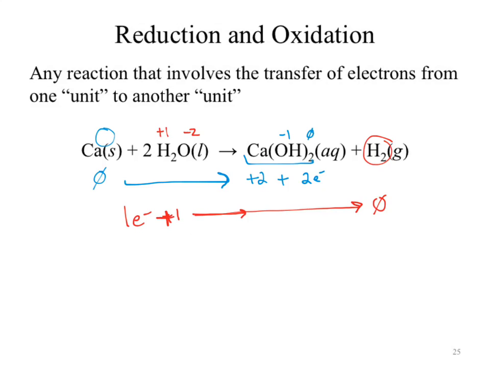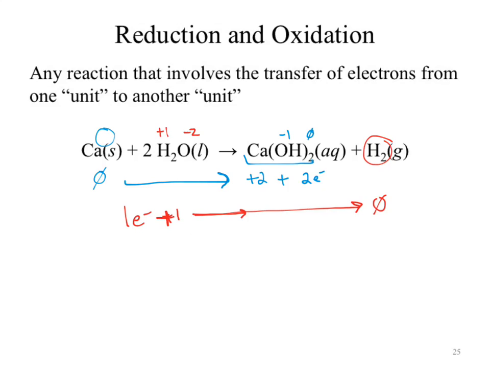So what we're looking at in the single replacement reaction is an exchange of electrons. Electrons went from one atom and were dumped on a different atom. Calcium gave up 2 electrons. Those 2 electrons were absorbed by the hydrogen ion, allowing it to convert into hydrogen gas. This transfer of electrons is what's known as reduction and oxidation.